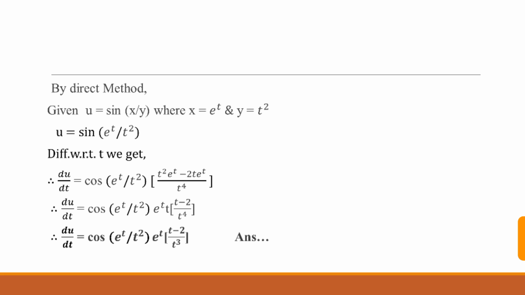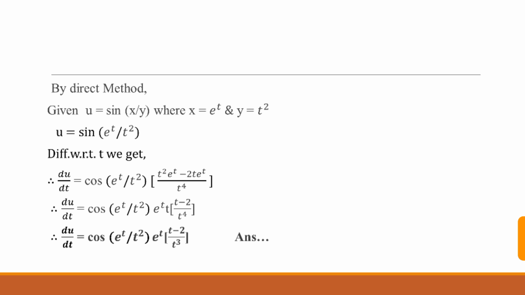And this result we can verify by the direct method, that is substitution. Given u is equal to sin of x upon y, where x is equal to e raised to t and y is equal to t square. Put these two values of x and y in the given function, u is equal to sin of e raised to t upon t square. That means this function u is a function of t, and therefore we differentiate this function with respect to t.